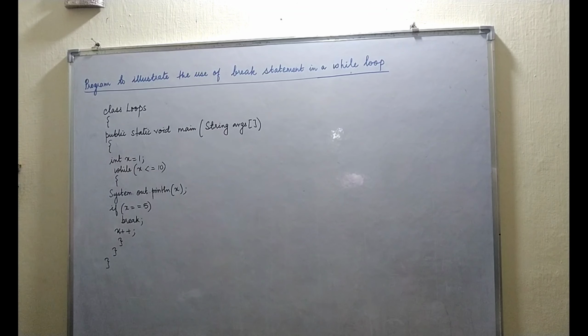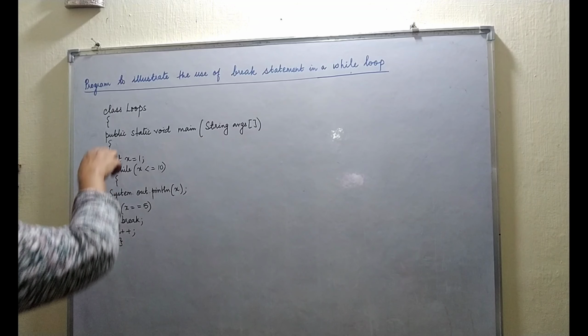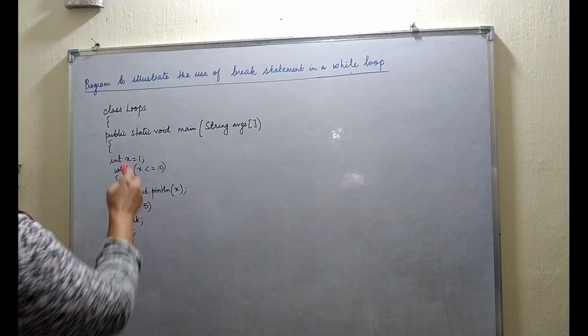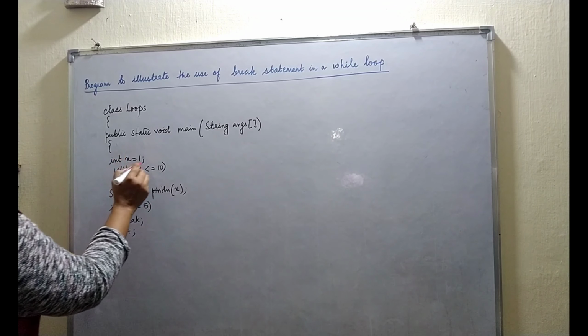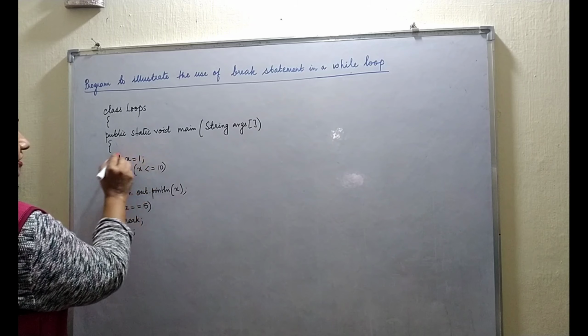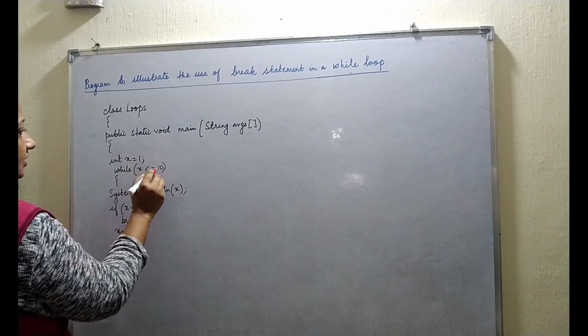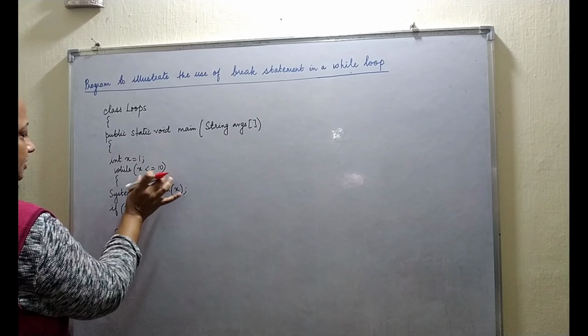Now let us take the help of a program to illustrate the use of the break statement in a while loop. So we name the class as Loops. The main method is public static void main(String args). int x is equal to 1. This is your initialization. While x less than or equal to 10. This is your test condition.